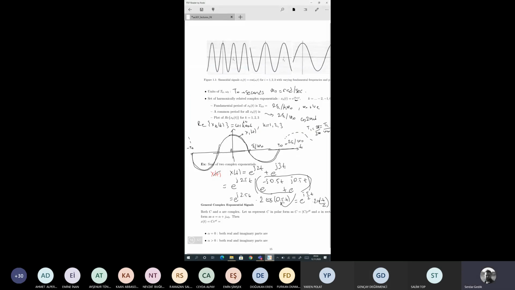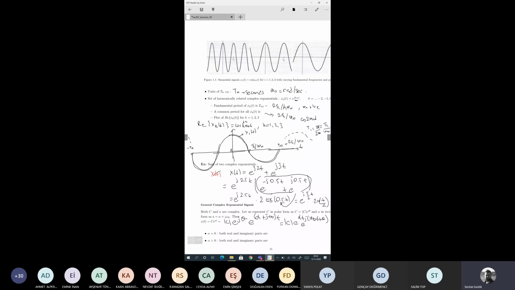So let me continue with general complex exponential signals. If both c and a are complex, then in that case, I have a general complex exponential signal. In that case, I can write x of t as c times e to the power at, and this is equal to norm of c e to the power j theta times e to the power alpha plus j omega 0 t, and this is equal to norm of c e to the power alpha t e to the power j omega 0 t plus theta.